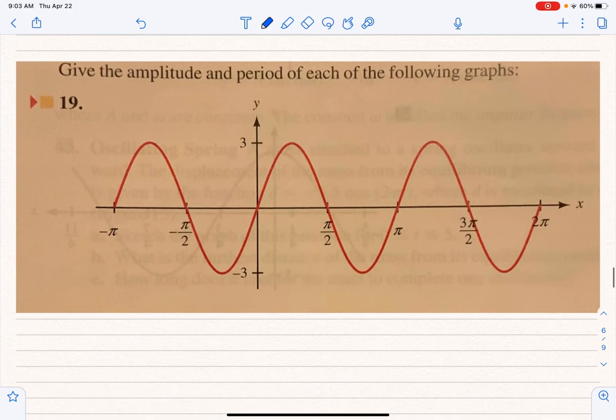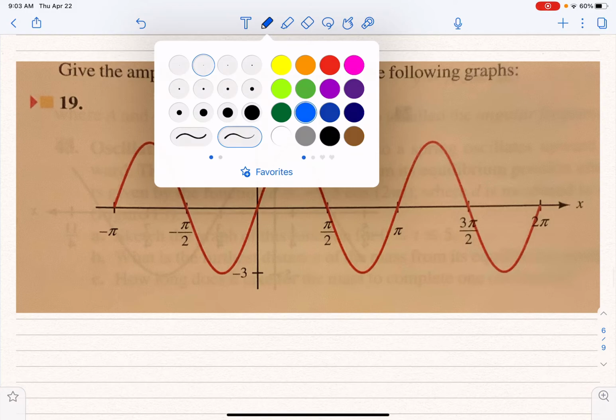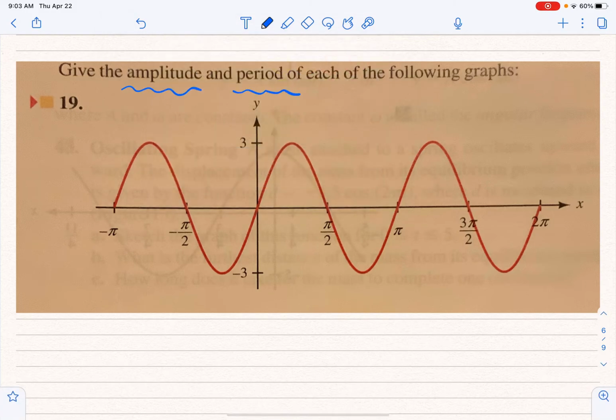Okay, you can see number 19. Even in the directions, it says, give the amplitude and the period of each of the following graphs. That's not what I want you to do. I mean, you need to start with that. But what I want is I want you to write what the function would say. Okay, so let's look at this one. Clearly, the wave goes all the way up to 3, and it goes all the way down to -3. So the amplitude is 3.